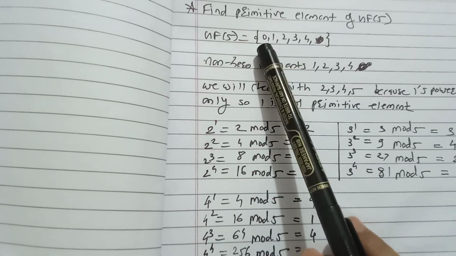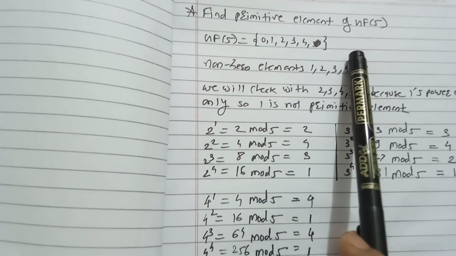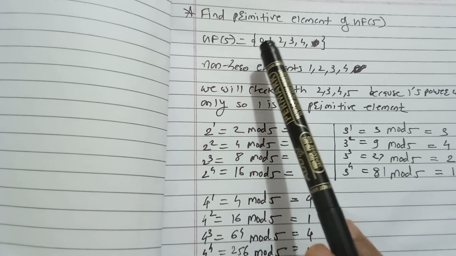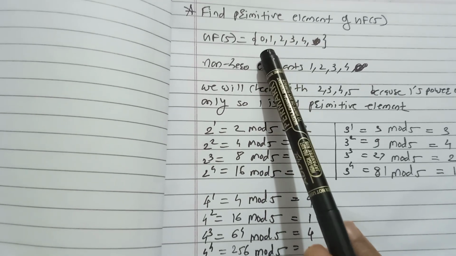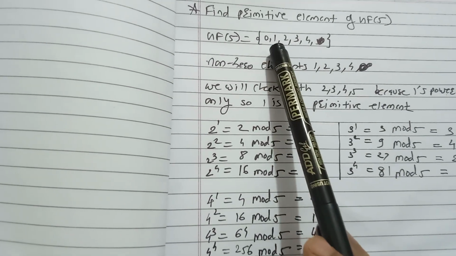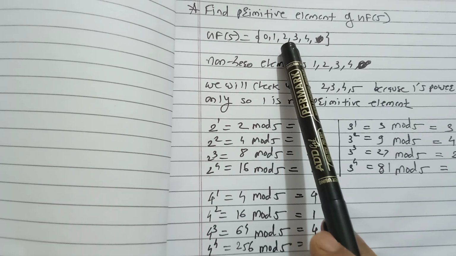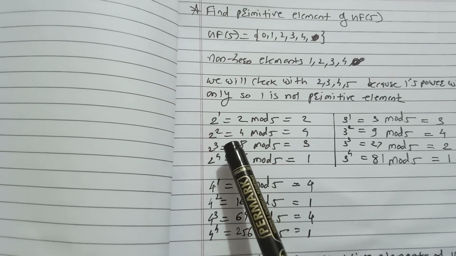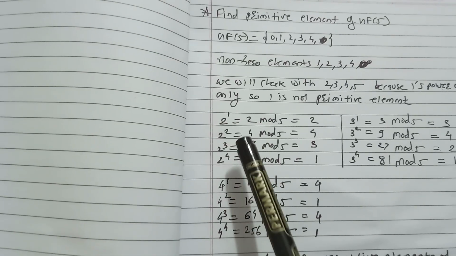Why? Because primitive element is a non-zero element, and that's why you have to skip 0, and you have to skip 1 because any power of 1 will be 1 only, so you don't have to consider 1. Then you have to check for 2, 3, 4, and you have to take the powers of every element.